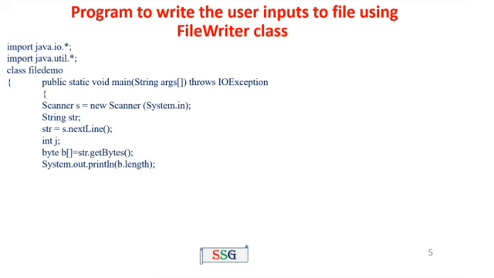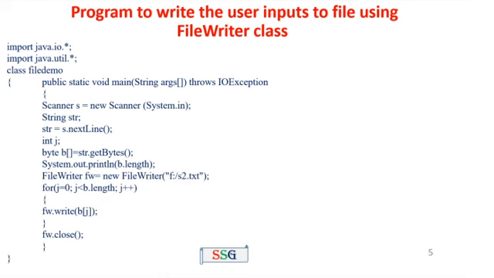Next one, int j. Next, byte b[] = str.getBytes(). Your string data is converted to byte data. The same command also calculates the number of bytes in the given input. Then System.out.println prints the number of characters in the byte array. The next one, we are going to write the contents to the file, so we have to create the object for the FileWriter class. FileWriter fw = new FileWriter("f:s2.txt"). After executing the command, the s2.txt file is created in the f folder.